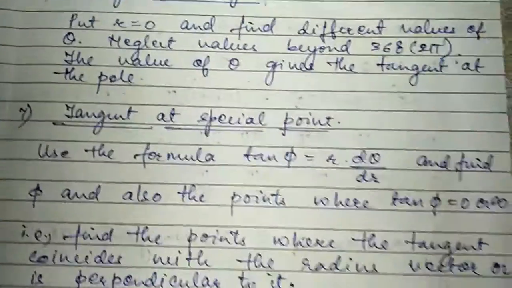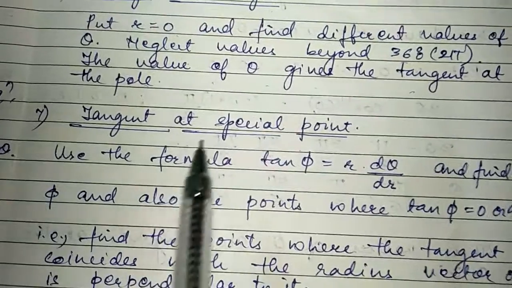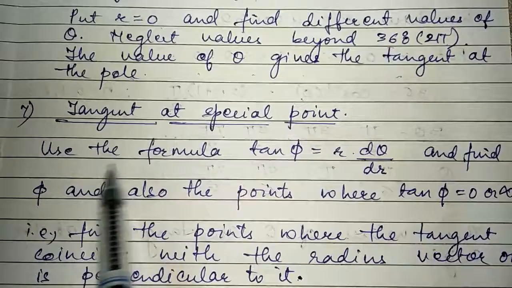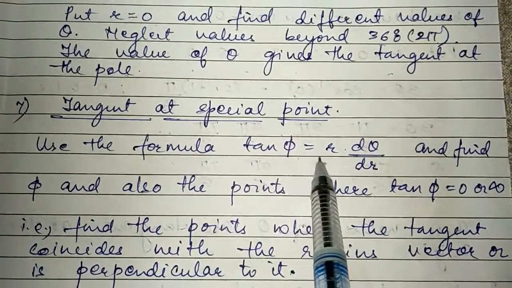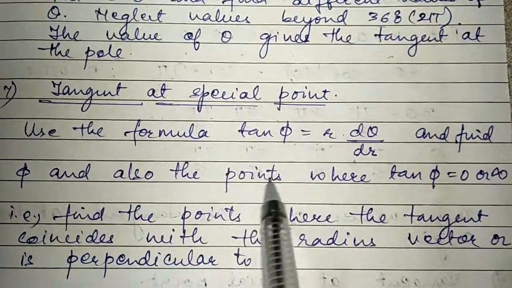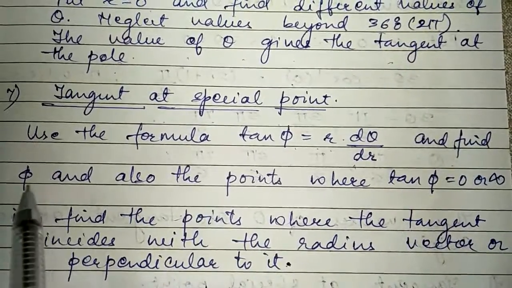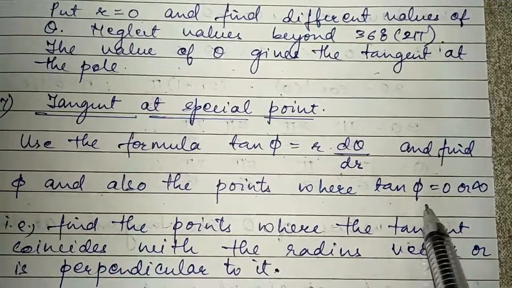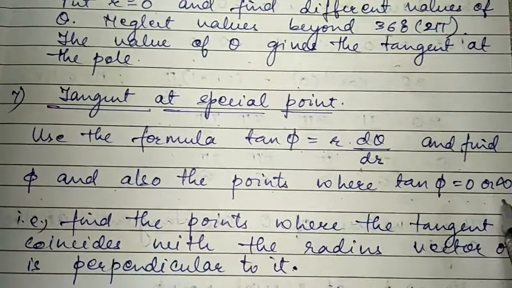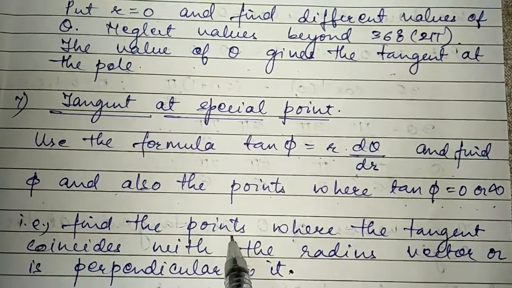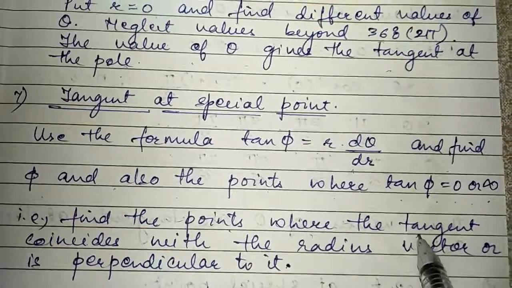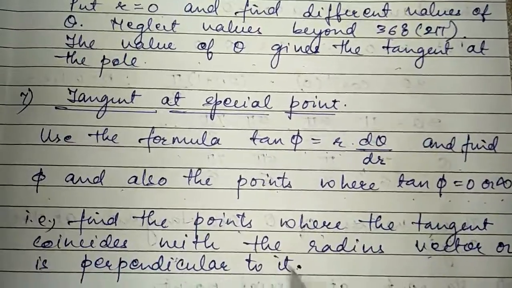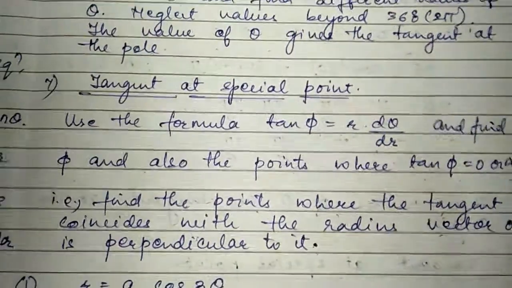And the last point is the tangent at special points. For that, we use the formula tan phi is equal to r d theta by dr, and you have to find the value of phi. We have to find the points where tan phi is 0 or infinity. That is, the points where the tangent coincides with the radius vector or is perpendicular to it.